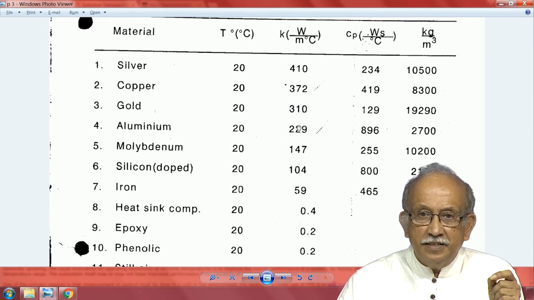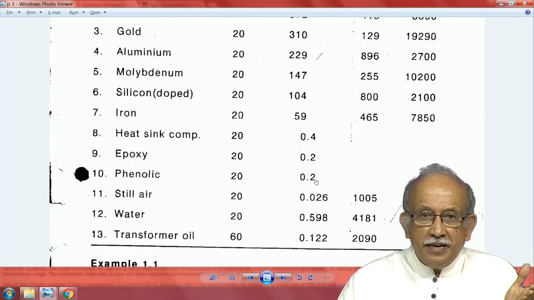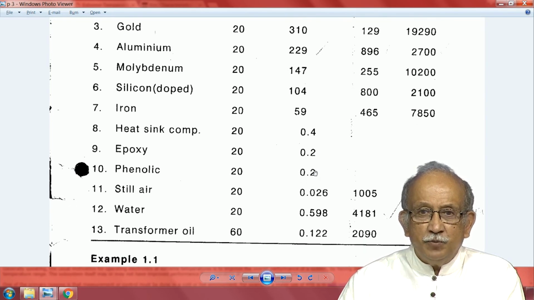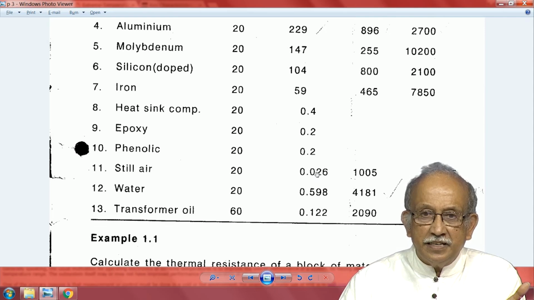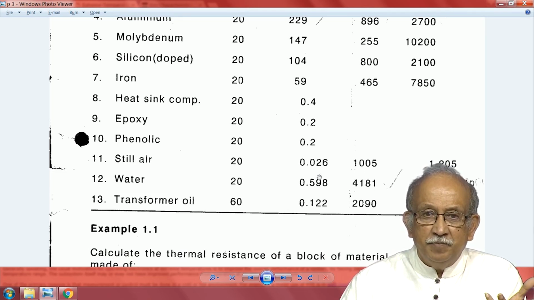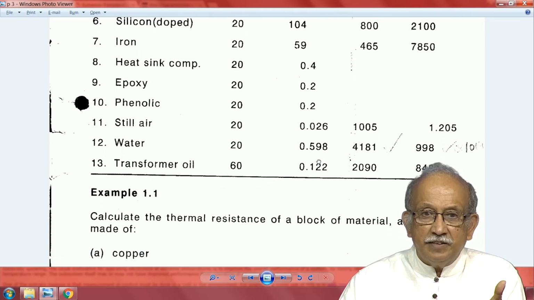Aluminum has this beautiful nice number of watts per meter degree centigrade of 229. As you go down, phenolic and epoxy board, that is the GESC board we have, has very poor conductivity, nearly 1000 times lower. Further, if you go for still air, it is 10,000 times lower, and water is slightly better, maybe 500 times, and then even transformer oil and all that, conductivity is poor.